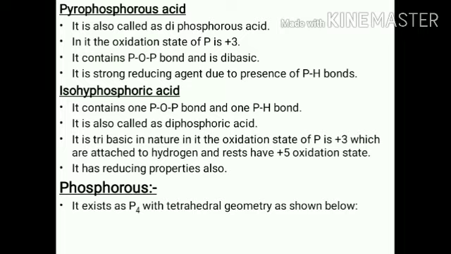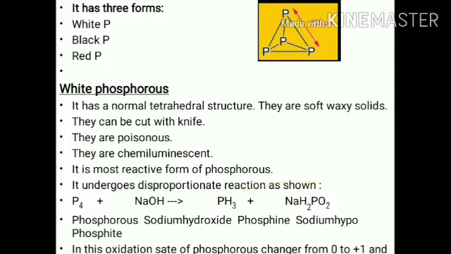So the geometry is tetrahedral. There are three types of phosphorus: black phosphorus, white phosphorus, and red phosphorus. First, we will talk about white phosphorus, then black phosphorus, then red phosphorus. White phosphorus is found in a waxy solid state. It is so soft it can be cut by a knife.